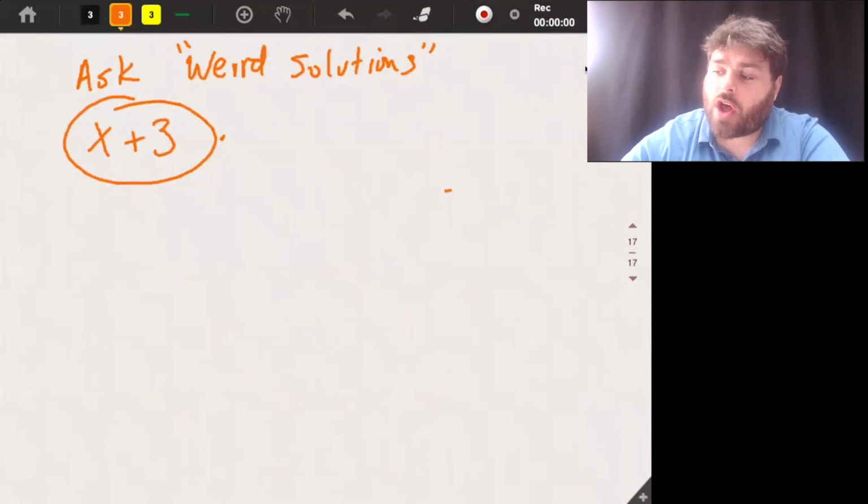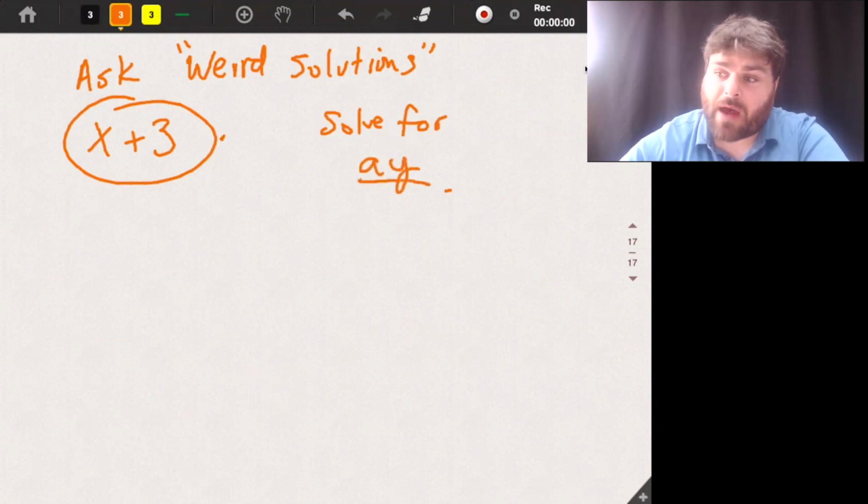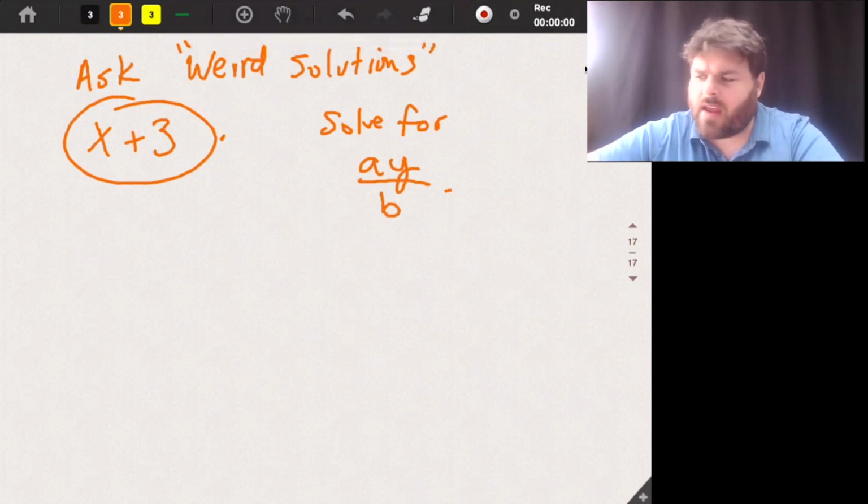Also, they might say solve for something strange. Like they might say solve for a times y divided by b. They could say something like that. Okay, a times y divided by b. That is a strange thing to ask. Usually we're asked for find x or find y, but that's a weird thing to ask, but it's definitely something they can ask, so we need to talk about it.